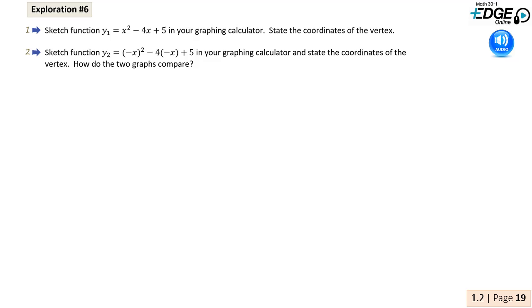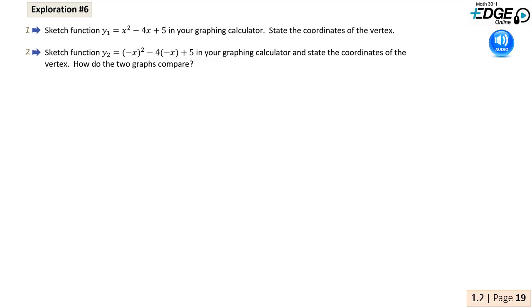In order for exploration number 6 to be helpful, it's critically important that we understand two things. One, what we're trying to do here, and two, what rules will constrain us. So just like in exploration number 3, we're given the quadratic function y = x² - 4x + 5. We're going to graph it in our calculator and find the coordinates of the vertex using, in this case, second calc minimum.